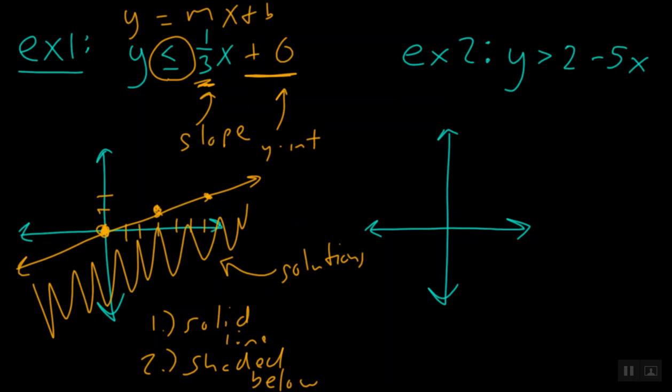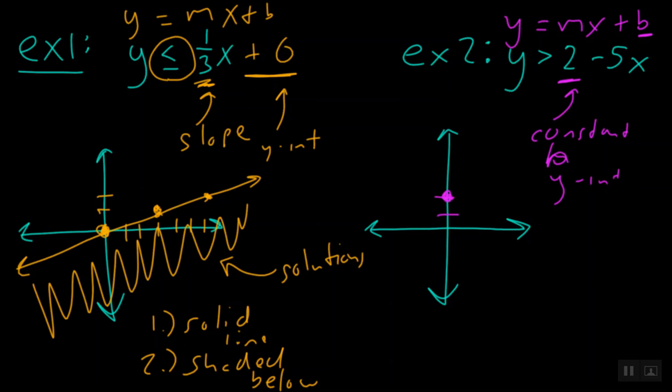Okay, let's go ahead and use a different color. Nice little purple here. For example 2, we see we have y is greater than 2 minus 5x. Now, if I write y equals mx plus b on top, notice that my b term, my y-intercept, is actually the first thing since it's our constant. Okay, so here's our b term, our y-intercept. We're going to go up to positive 2 and put our very first point.